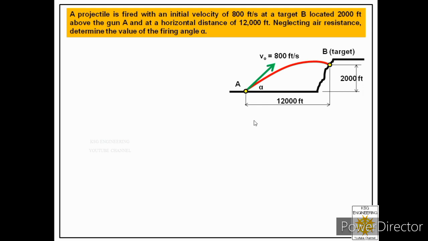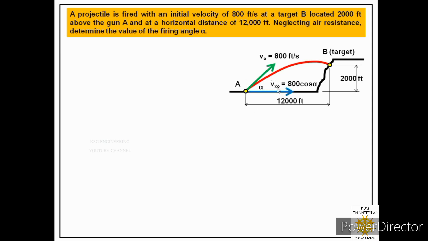So the very first step is that we should first resolve this initial velocity into its components. So this initial velocity is acting at point A. So from point A we will draw two components of this initial velocity, one along x direction and one along y direction. So let us show these two components.